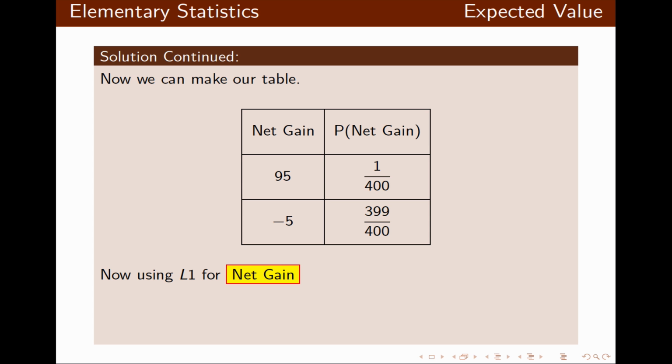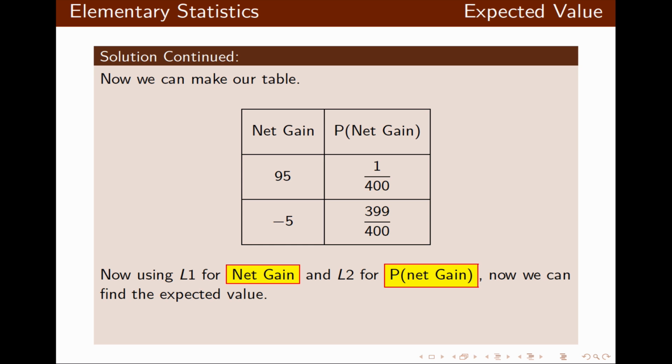We're going to enter the net gain in L1, and we're going to put the probability of net gain in L2. And now we can find the expected value using basic computation. And for this problem, the expected value for the math club is $4.75 per ticket. I will use TI calculator at the end of this presentation for one of these examples to show you how you can find it.